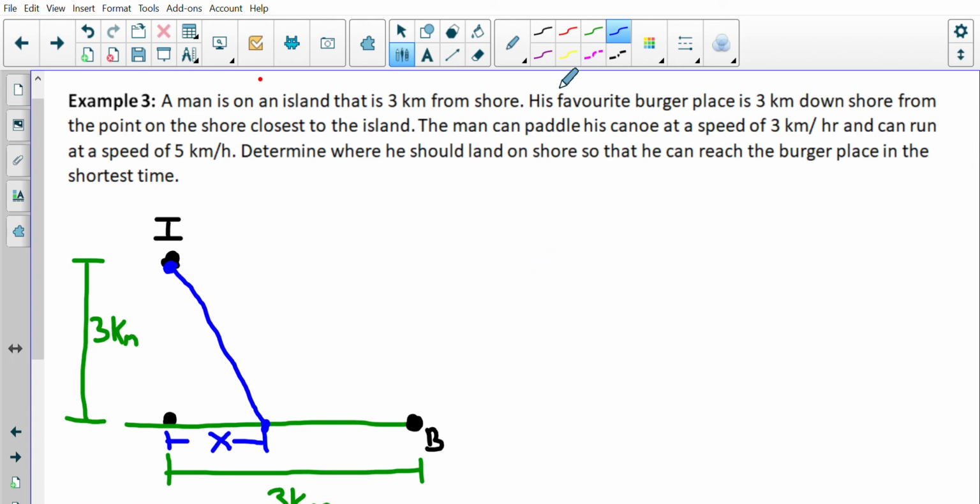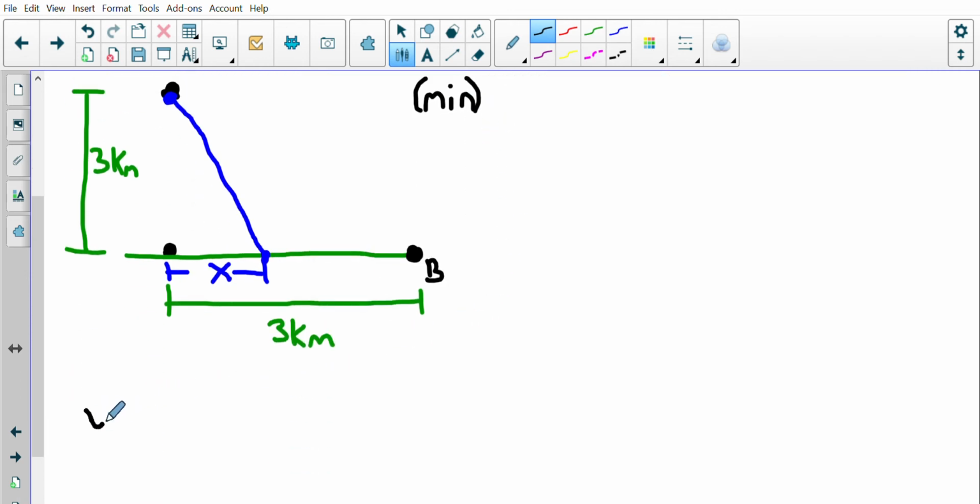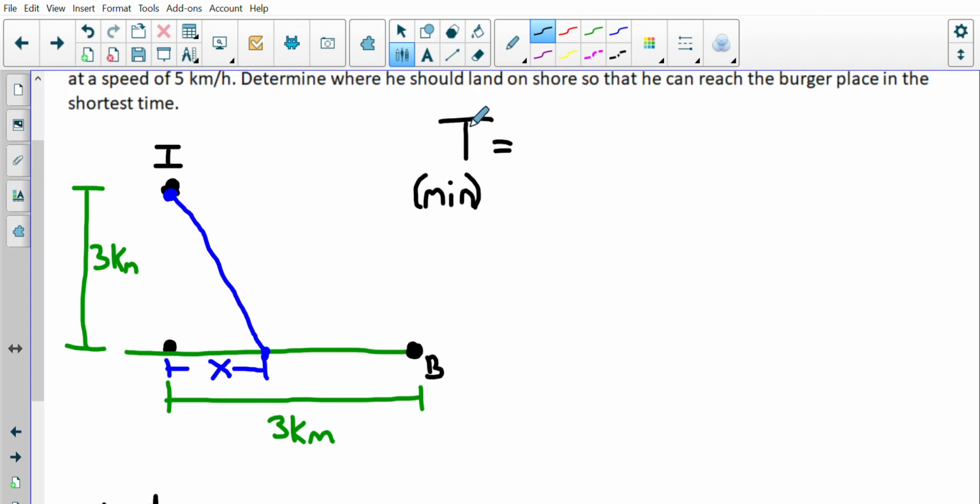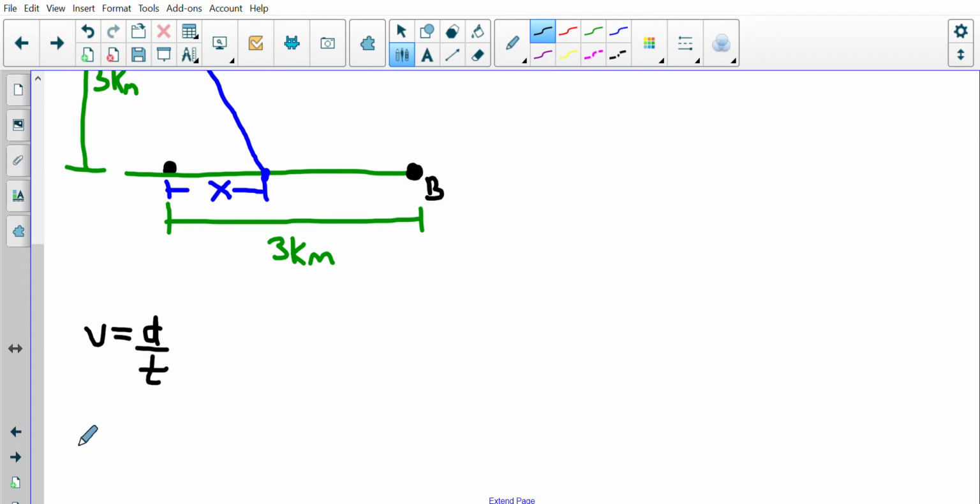All right, now what we're trying to do here is minimize time. Now again, we have distances and speeds. So I'm going to again use my formula, V equals D over T. And I'm going to rearrange it this time, but not in terms of distance like I did the last example, in terms of time. And so to do that, I'd end up with time is equal to D over V.